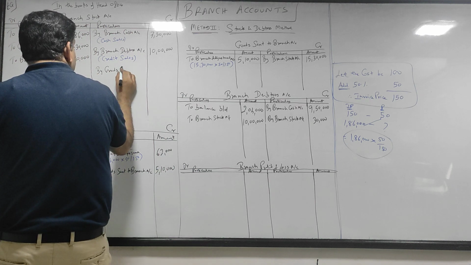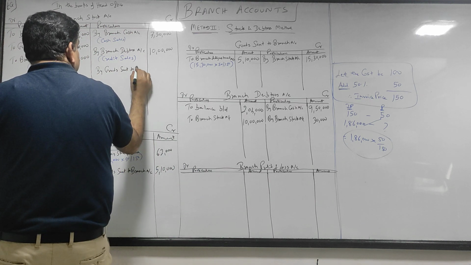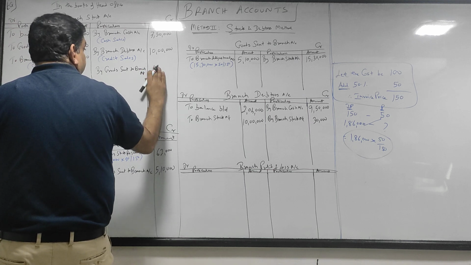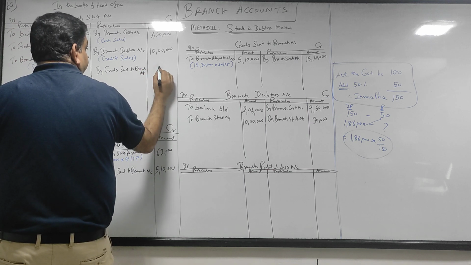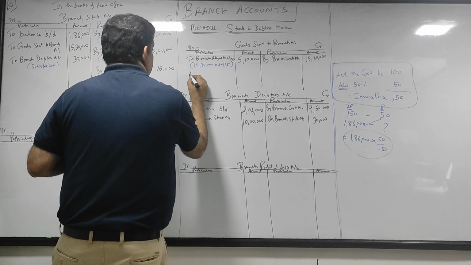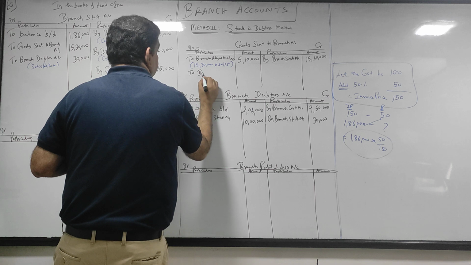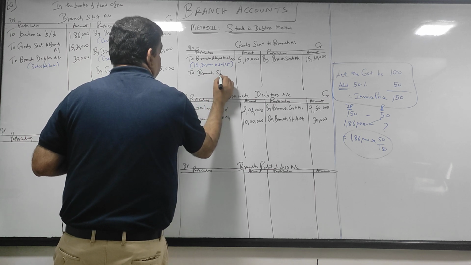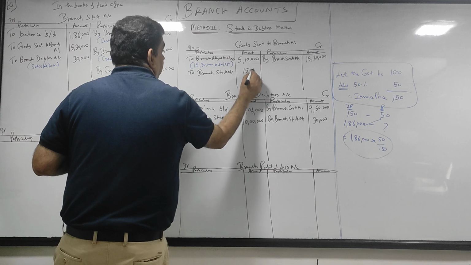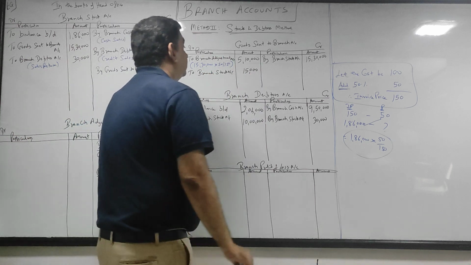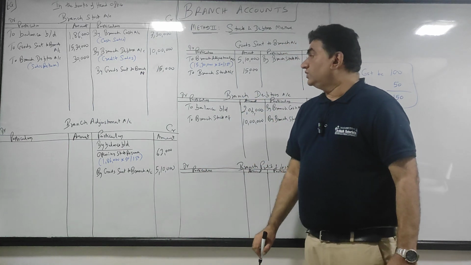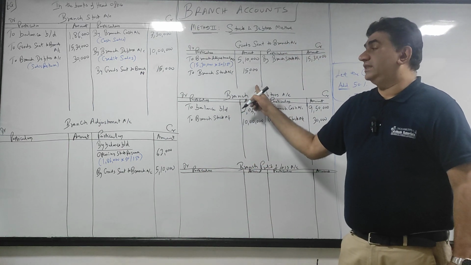so by goods sent to branch account, that is 15,000, and goods sent to branch में to branch stock account 15,000.